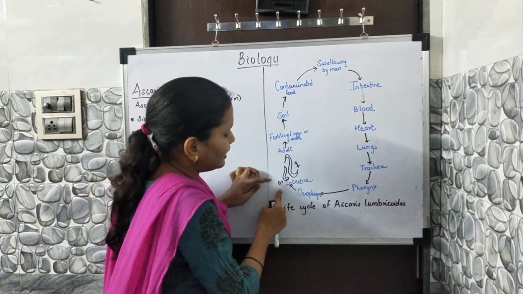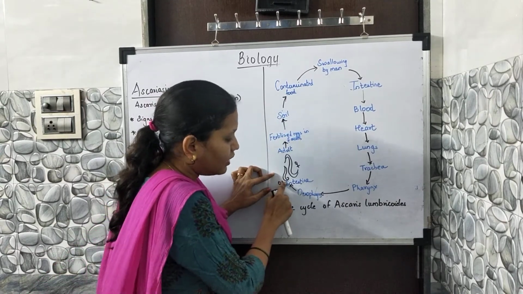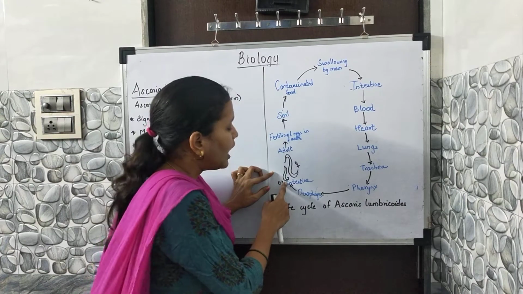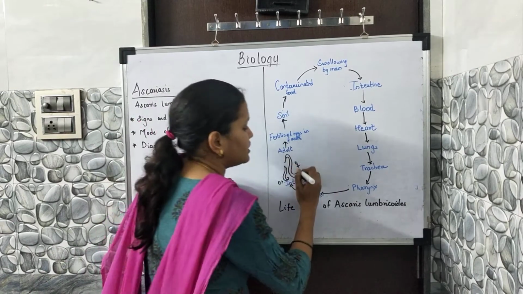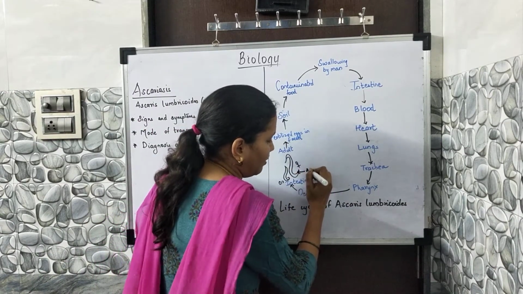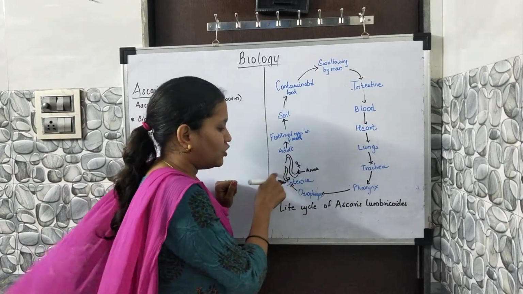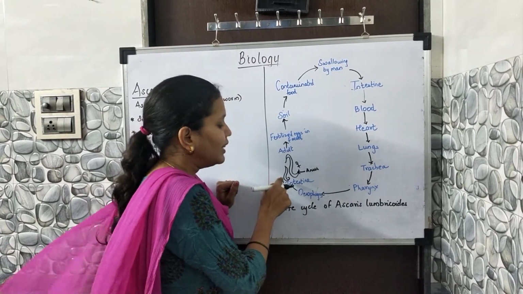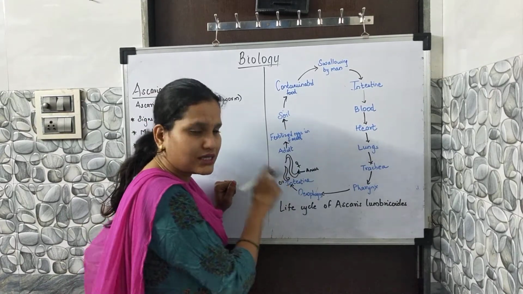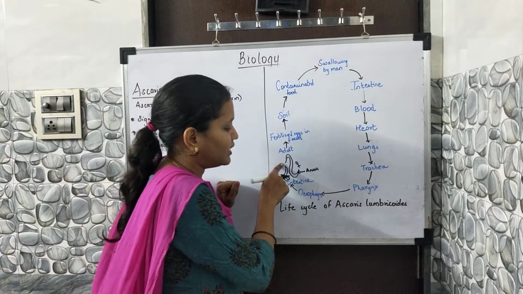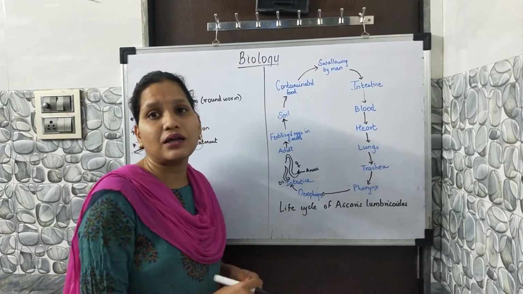Now here you can see that the adult male and female are present. The adult male contains a curve, which is called the cloacal aperture, and the female does not contain any kind of curve. At the same time, the last part, this point, is called the anus. When mating is done between the male and female, the eggs are laid by the adult female.